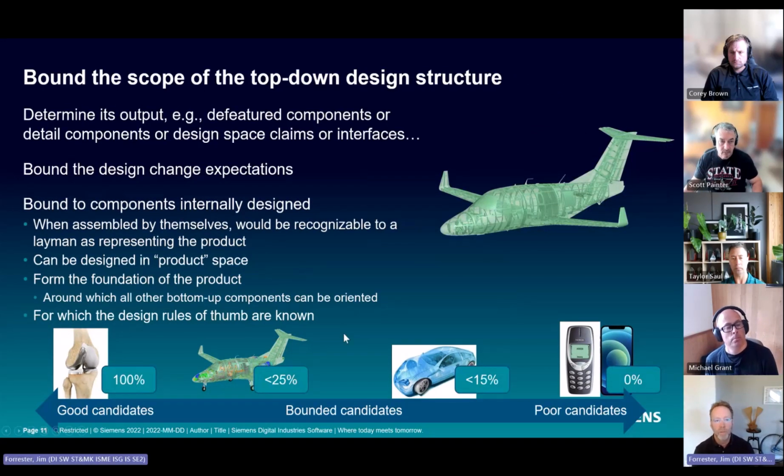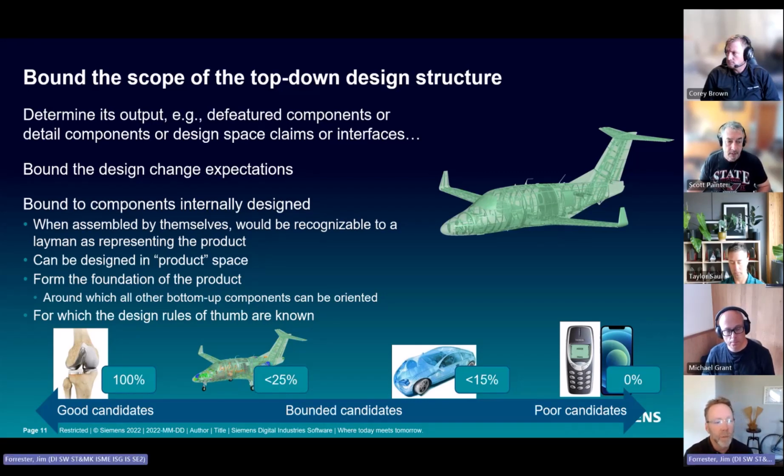So again, bound the scope of the top-down design structure and determine its output. What is it going to be used for? Detailed features, defeatured components, design space claims, interfaces alone. These are all valid uses of a top-down design structure. Bound the design change expectations. Going back to the example, I can have this top-down design structure and morph from a small coupe to a medium-sized coupe. But if I want to change to a pickup truck, it's going to break. The topology is fundamentally different. So bound the expectations of change.